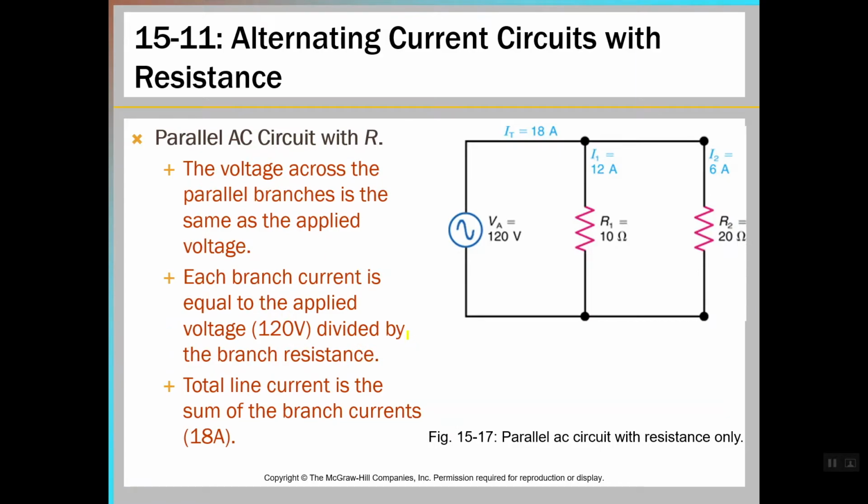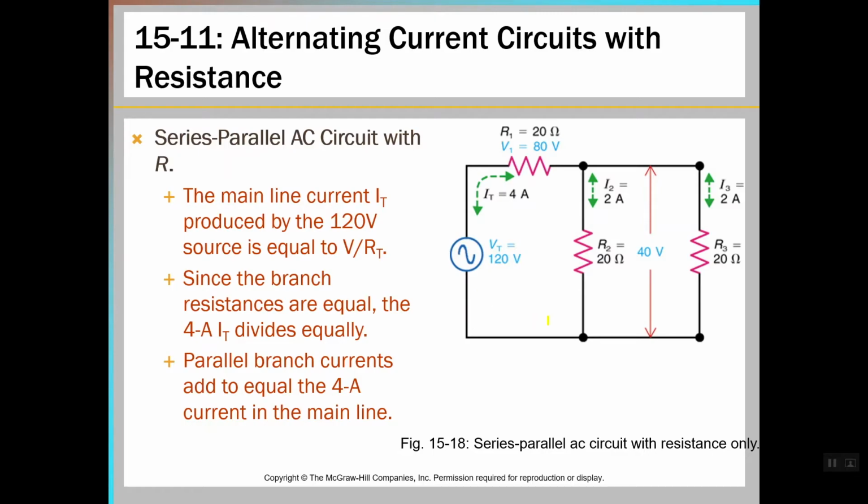Same thing with the parallel circuit. 120 volts is all the way across here. So 120 divided by 10 is 12 amps. 120 divided by 20 ohms is 6 amps. And that's going to give me a total of 18 amps. We did all of this all day long with DC circuits. Nothing is changing with resistors, in terms of DC circuits and AC.